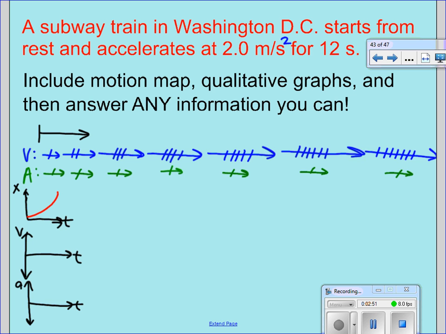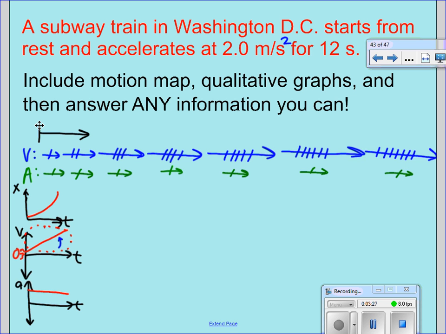For my velocity graph, I'm moving away from the origin, so that tells me it's going to be somewhere in this region up here. I just have to know, is it going towards 0 meters per second, or is it going away from 0 meters per second? Since it's speeding up, I know it has to be going away. Finally, acceleration is just the slope of a velocity graph. Since the slope of the velocity graph is positive, my acceleration must be positive, and it's a flat horizontal line since acceleration is constant.